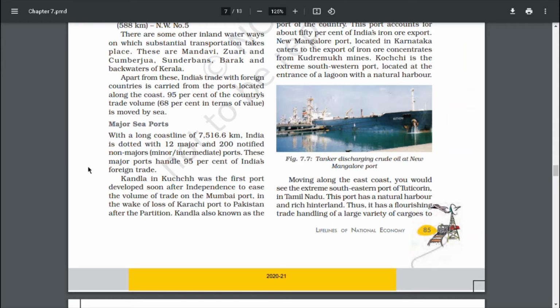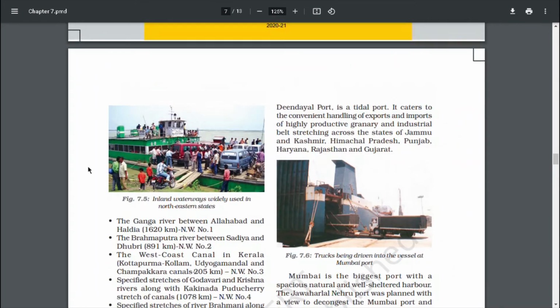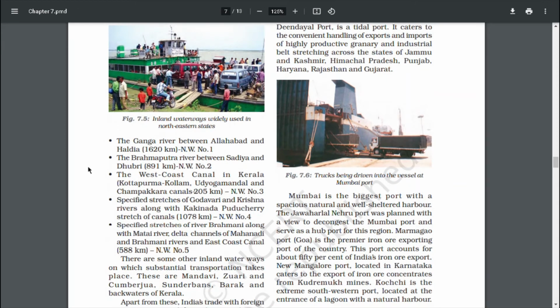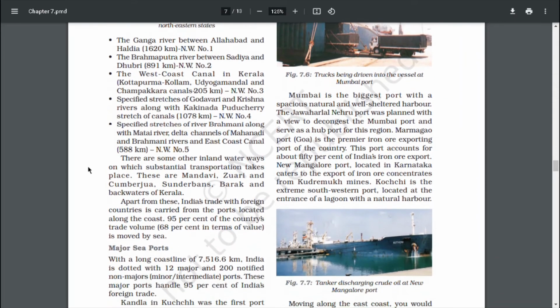Kandla in Kutch was the first port developed soon after independence to ease the volume of trade on the Mumbai port, in the wake of loss of Karachi port to Pakistan after the partition. Kandla, also known as the Deendayal Port, is a tidal port. It caters to the conventional handling of exports and imports of highly productive granary and industrial belts stretching across the states of Jammu and Kashmir, Himachal Pradesh, Punjab, Haryana, Rajasthan, and Gujarat.